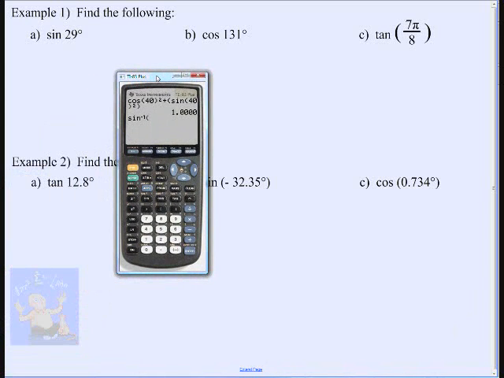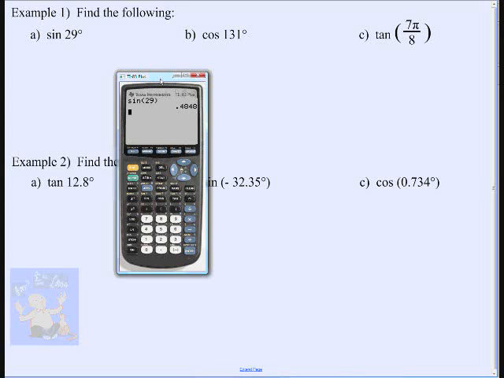Let's start with the sine of 29 degrees. Let me just clear this. We know we're in degree mode, nothing has changed. Sine of 29. And there it is, 0.4848. Let's skip over to this one.